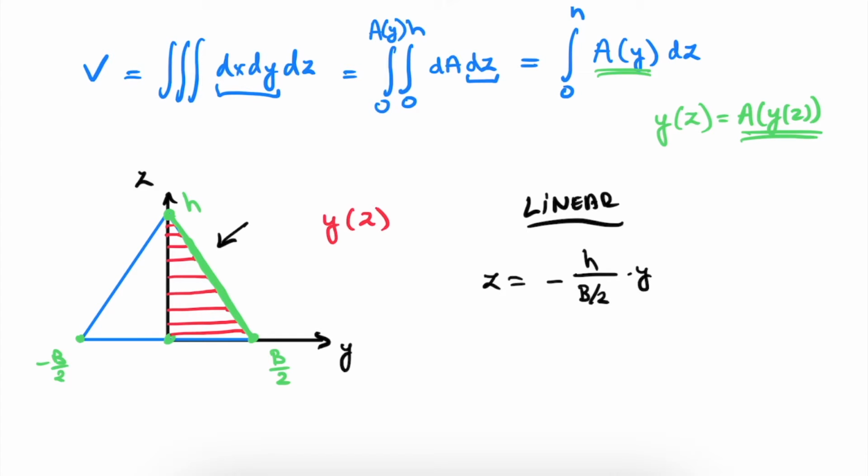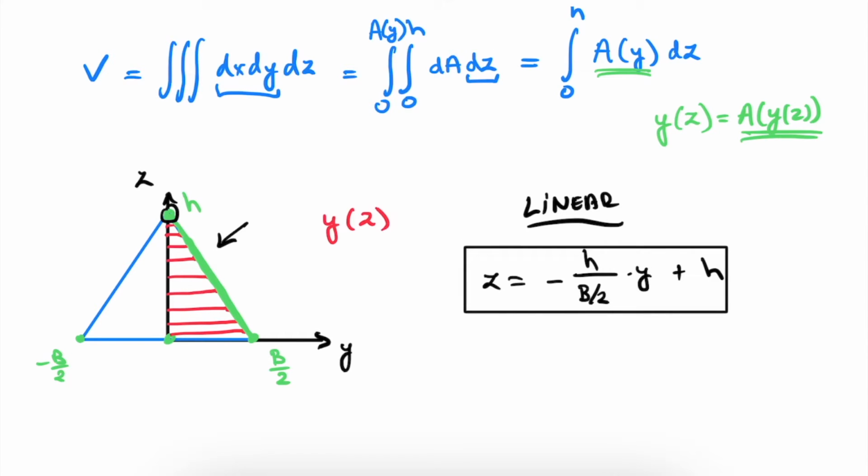We see that we are descending h when we are going b over 2 in the y direction. And of course, we add to this the value where our curve crosses the z-axis. As a quick check, we can see that if y is equal to 0, we get z is equal to h, and this is correct. And the other check, when y is equal to b over 2, we get that these two terms cancel out and we get minus h plus h, which is of course 0. So at y is equal to b over 2, which is this point, z is equal to 0 and it checks out. This means that we have a linear function that describes how z changes when y changes.